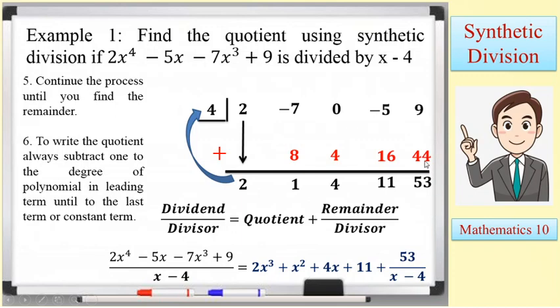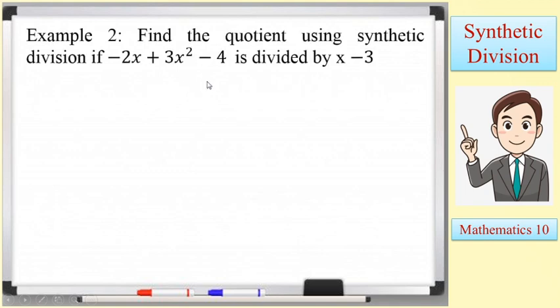If our remainder is 0, therefore, hindi na natin kinakailangang isulat na remainder over divisor kasi 0 na yung kanyang remainder. Okay, so hanggang sa quotient lang tayo kung ang remainder ay 0. Next, let's have example number 2.